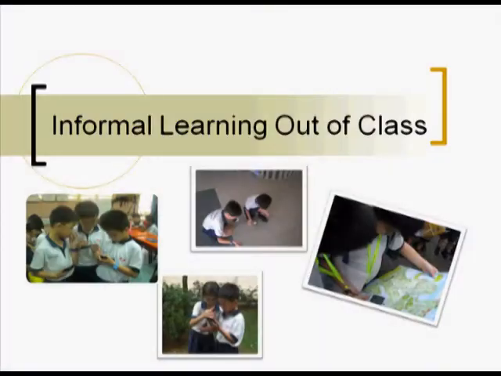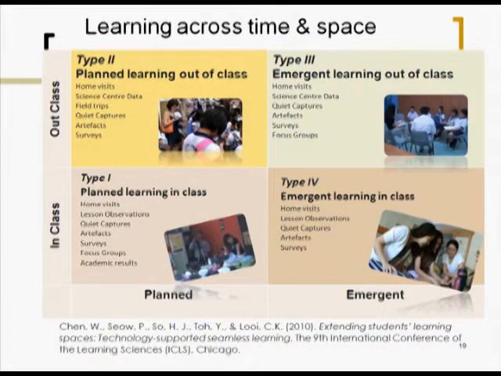So now, Wenli will share with you our study of informal learning out of the class, as well as some of the linkages between these different learning spaces. Thanks. Good afternoon. I'm going to cover the 2 dimensions in this matrix: emergent learning out of the classroom and also planned learning out of the class. And I'll also share some examples of how the learning flows from one space to the other.